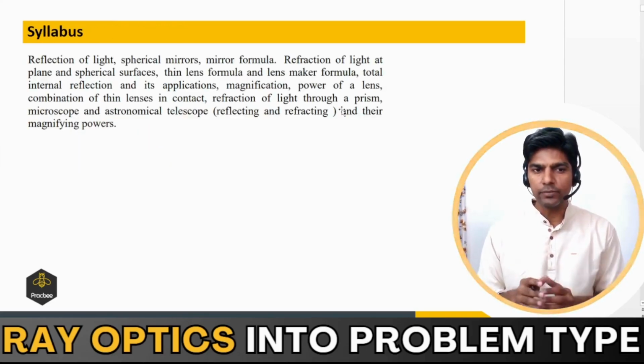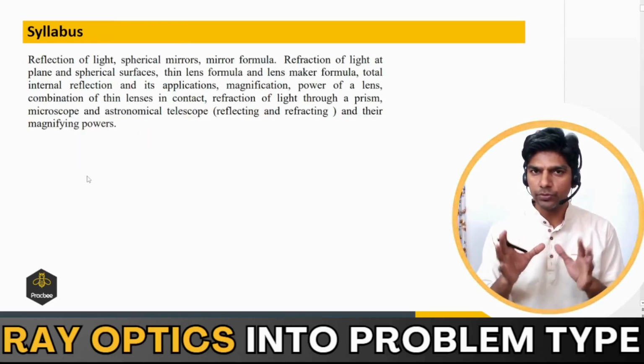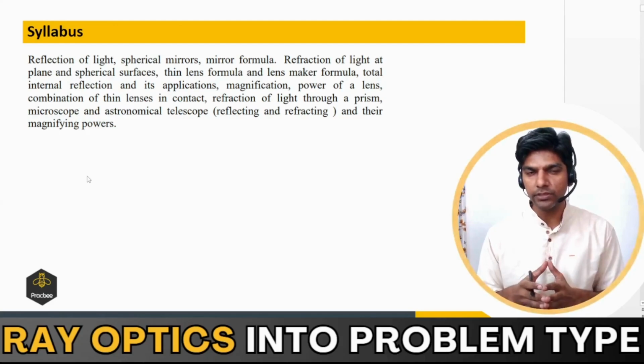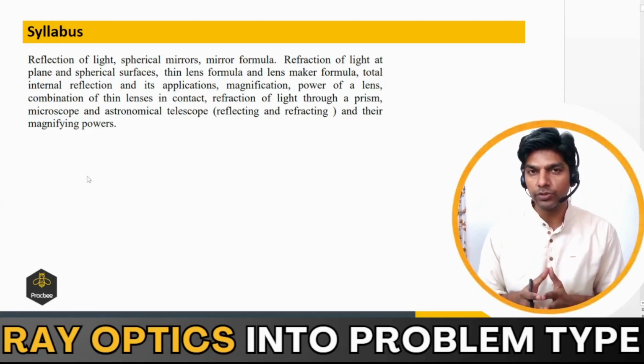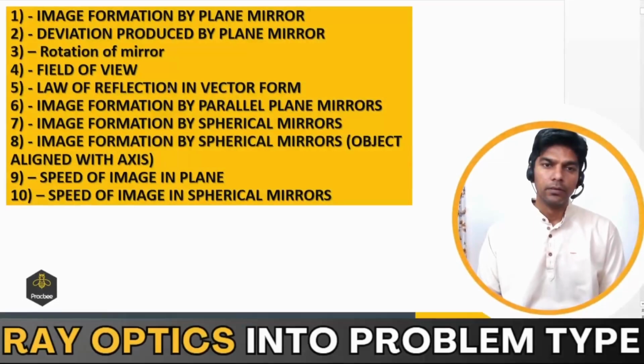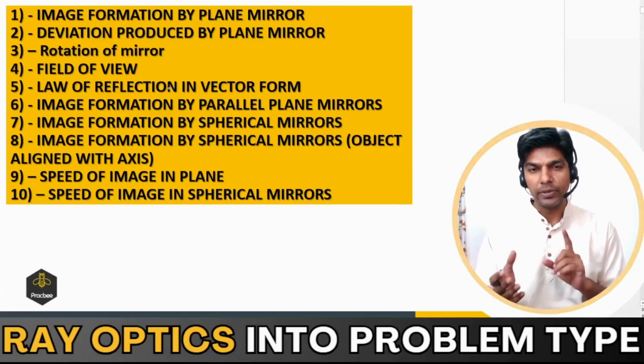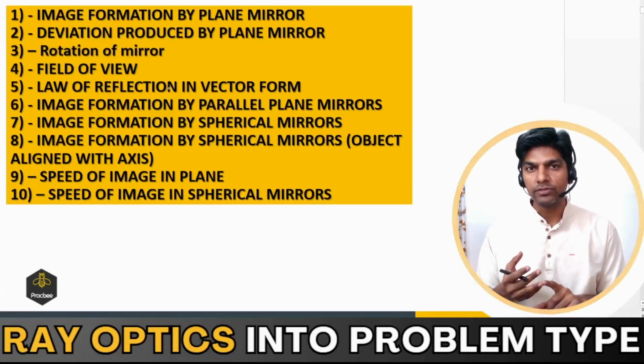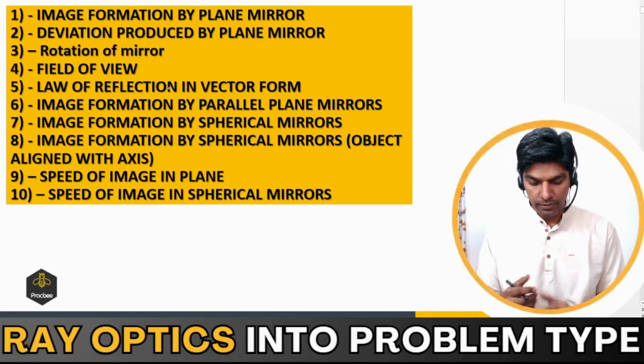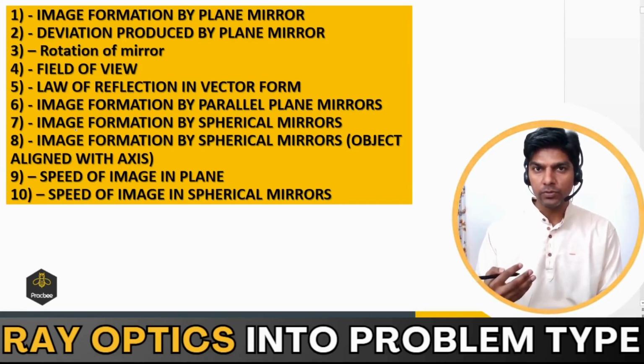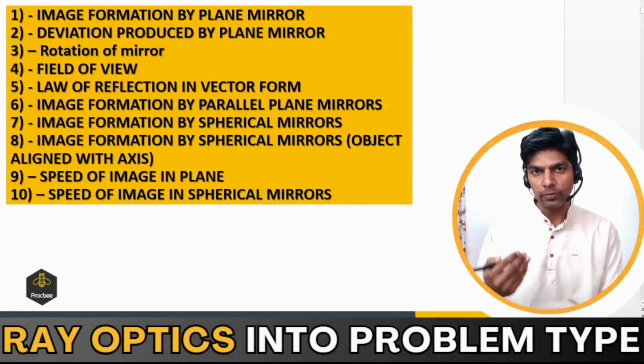Now if you look at the syllabus, this is the syllabus. You can just pause the video and focus on this. And now we can directly jump to the different problem types. From mirrors, like plane mirrors and spherical mirrors, we're going to see 10 different problem types. So these are the 10 different problem types, and I'm going to discuss each problem type one by one.